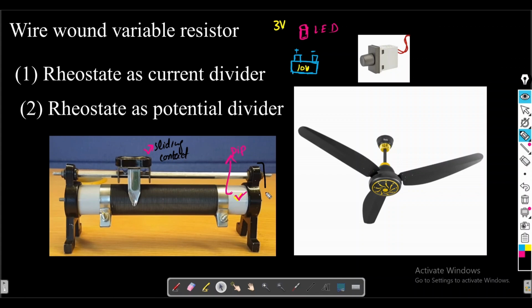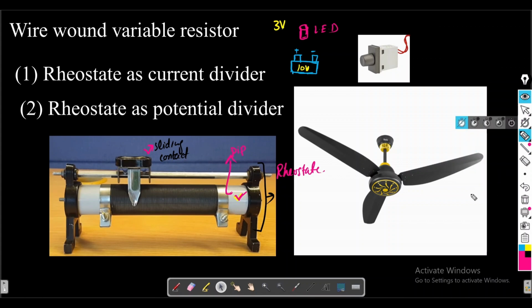This simple device is called a Rheostat. With this device we will control the flow of current, meaning the flow of charges, and the potential in a circuit. So how do we control the current and voltage through this device? Let's discuss that in more detail in the form of a simulation.